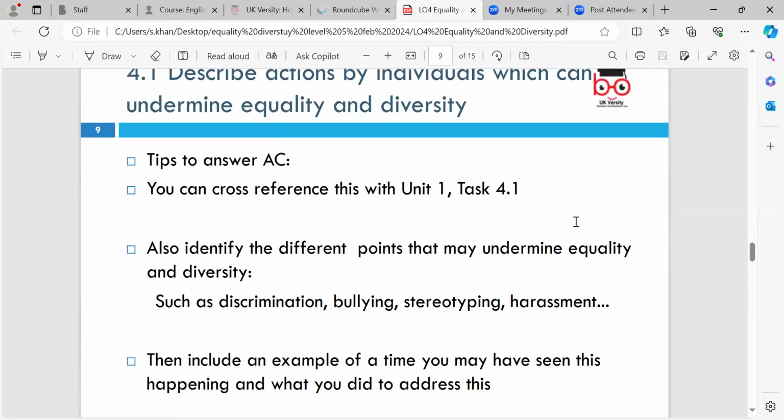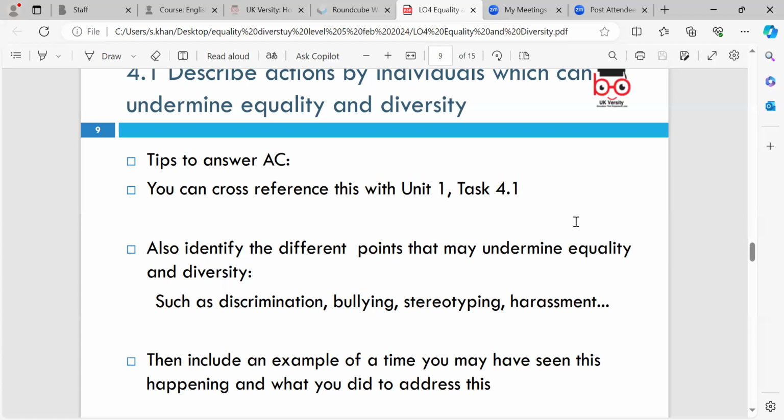4.1, describe actions by individuals which can undermine equality and diversity. A tip for this AC: you can cross-reference it with Unit 1, which is 4.1. Also look at the different ways equality and diversity are undermined, such as discrimination, bullying, stereotyping, harassment, and include an example of a time you may have seen this happening, and when you addressed it.